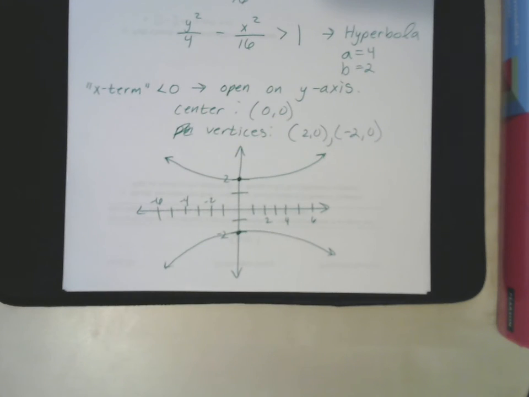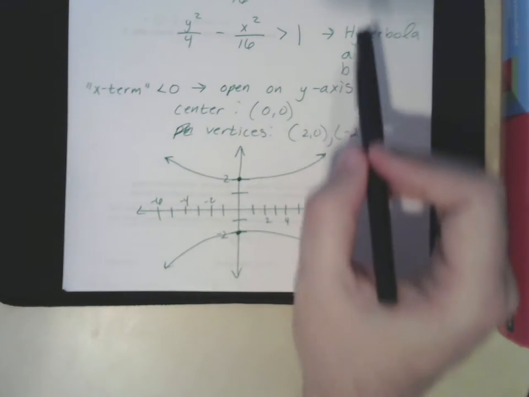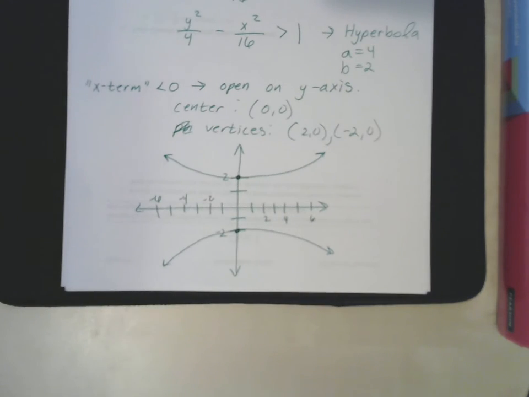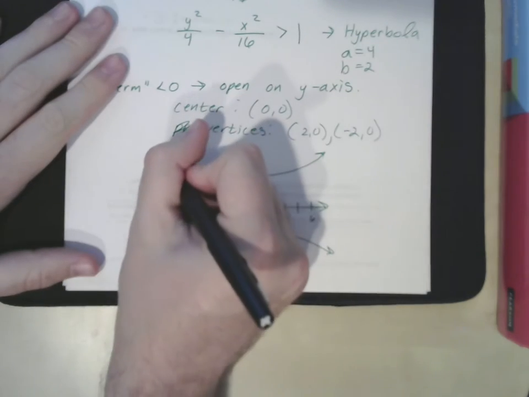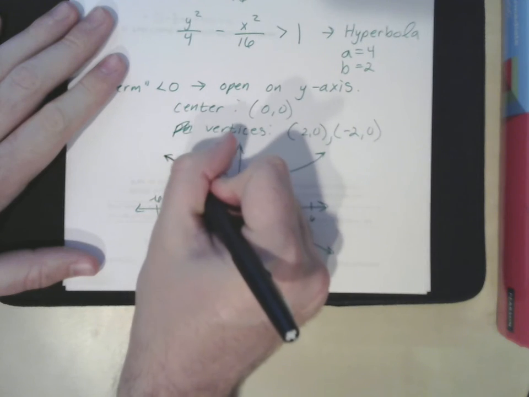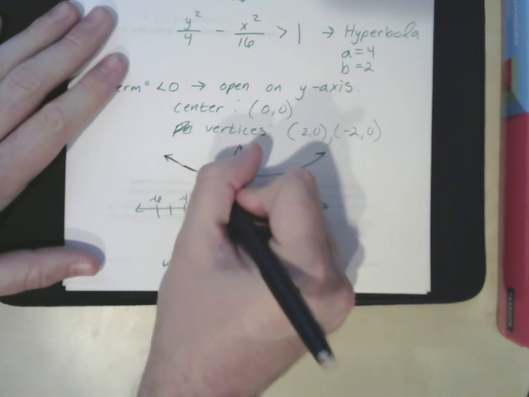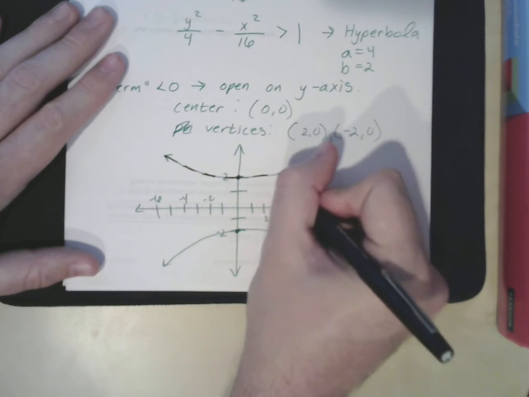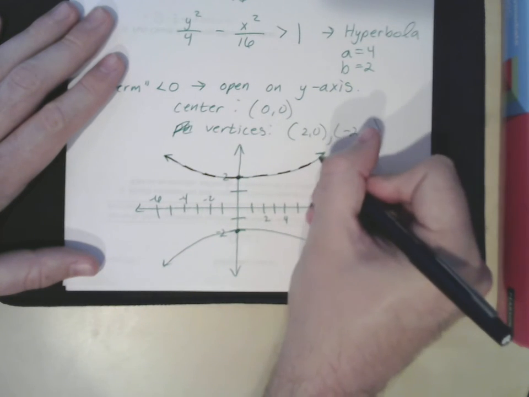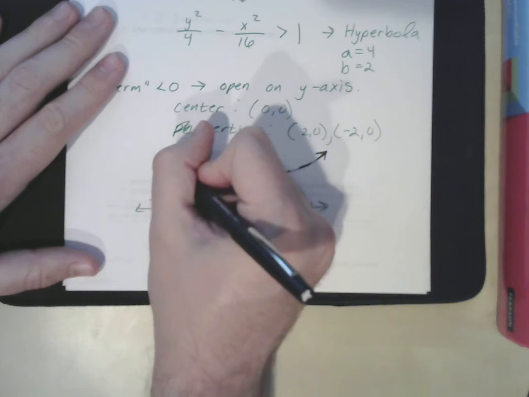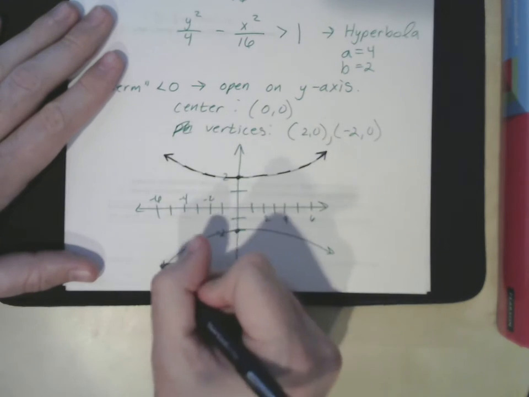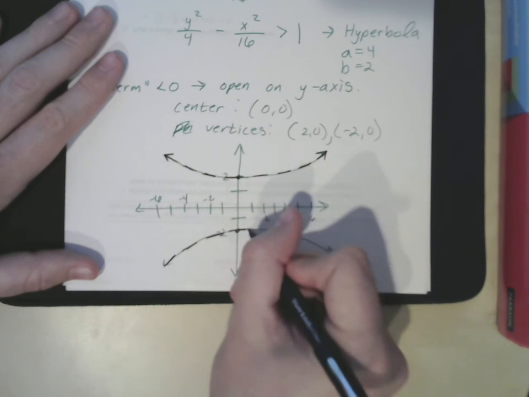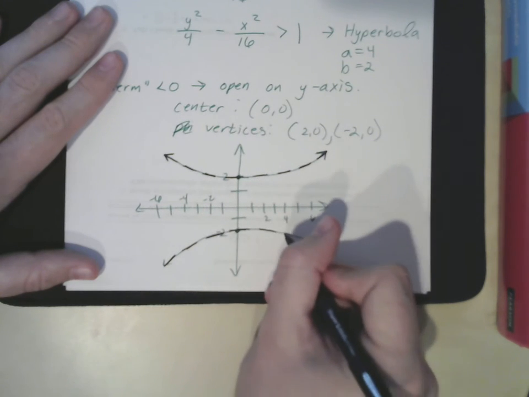So one thing that I should have done is I should have looked at my inequality. This should be dashed because it's only greater than. It's not greater than or equal to. So I'm going to go over this in a darker pen, try and make the dashes appear. So it doesn't look terrible. So it should be dashed. Again, it's because it's just greater than. It's not greater than or equal to.